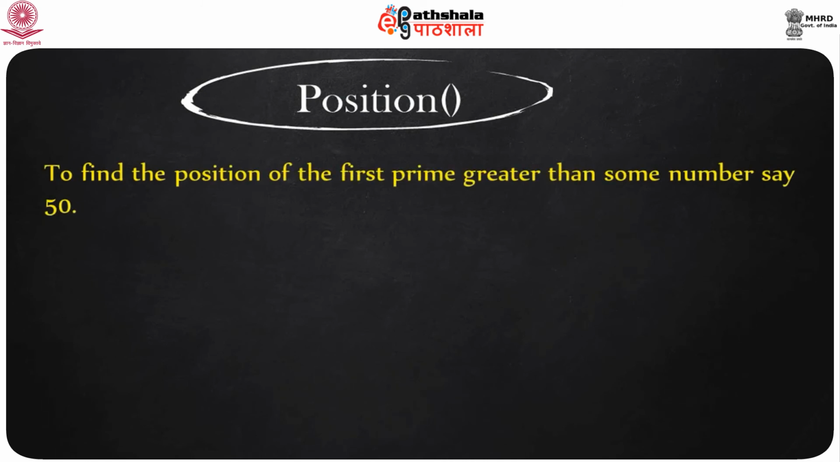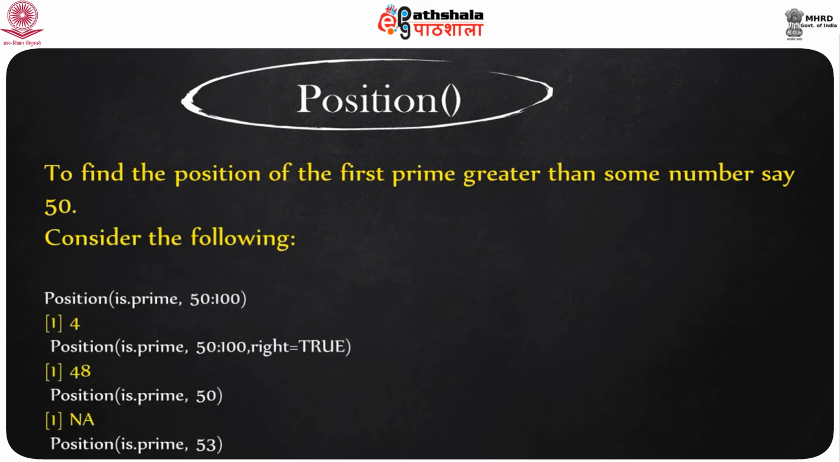Unlike the find function, if we want to find the position of the prime number starting from 50 going up to 100, then the output will be 4. This is simply because 53 is the desired prime here and it is in the fourth position starting from 50. Similarly, for the second command, starting from the right, the prime number between 50 and 100 is 97, as we had seen previously, and this is in the 48th position if you count it from the beginning. Hence, we are having 48 here.